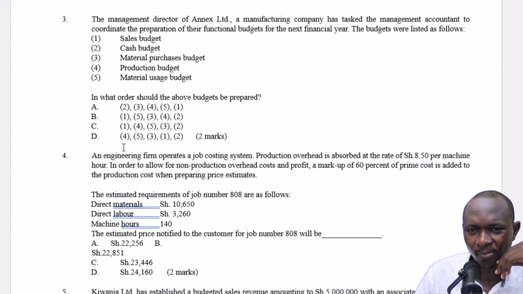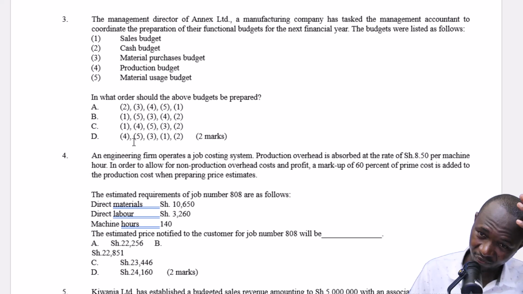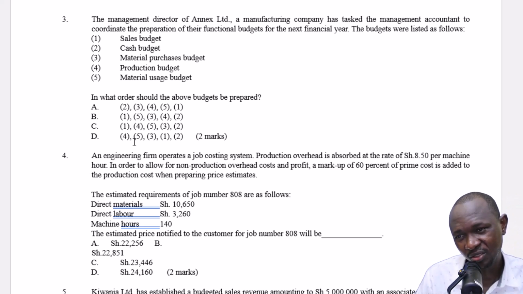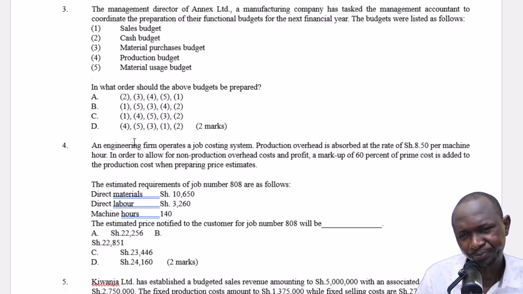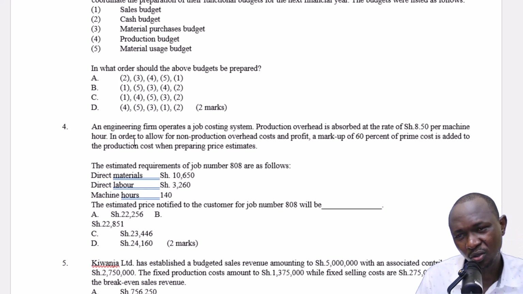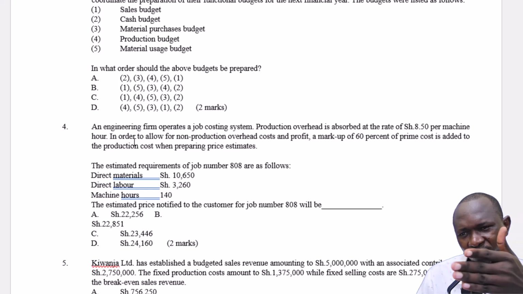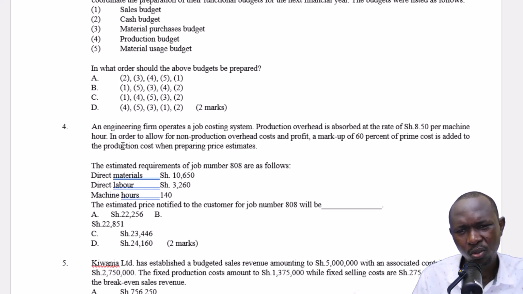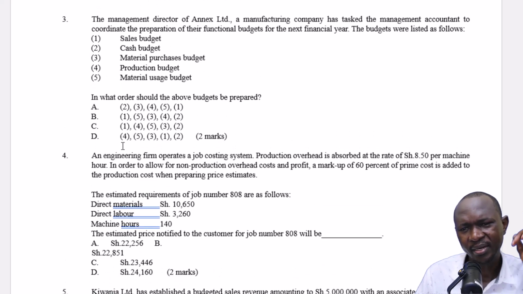Then question 3. The management director of Annex Limited, a manufacturing company, has asked the management accountant to coordinate the preparation of their functional budgets for the next financial year. The budgets were listed as follows. So this is a functional budget, normally the preparation of budgets for the next financial year. We have sales budget, cash budget, material purchase budget, production budget, and material usage budget. In what order should the above be prepared?